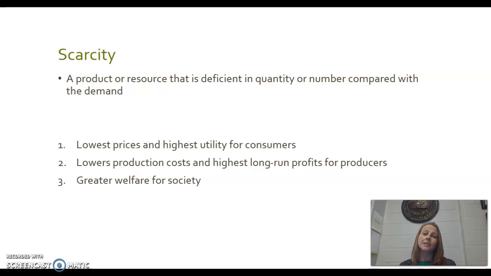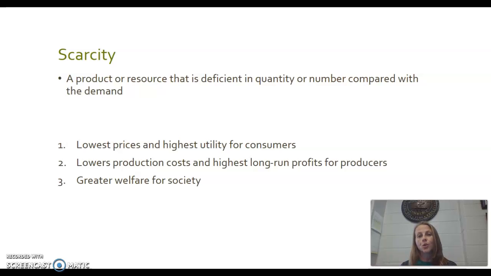We also have to look at scarcity. If resources were just abundantly available, scarcity wouldn't be an issue. But in our society and in our world, there are a limited number of resources. And so this brings about the concept of scarcity where there's deficient quantity compared with the demand needed. What happens is producers have to start to compete with each other to provide a product that consumers will want. And so this gives a lower price and usually a higher utility for consumers.